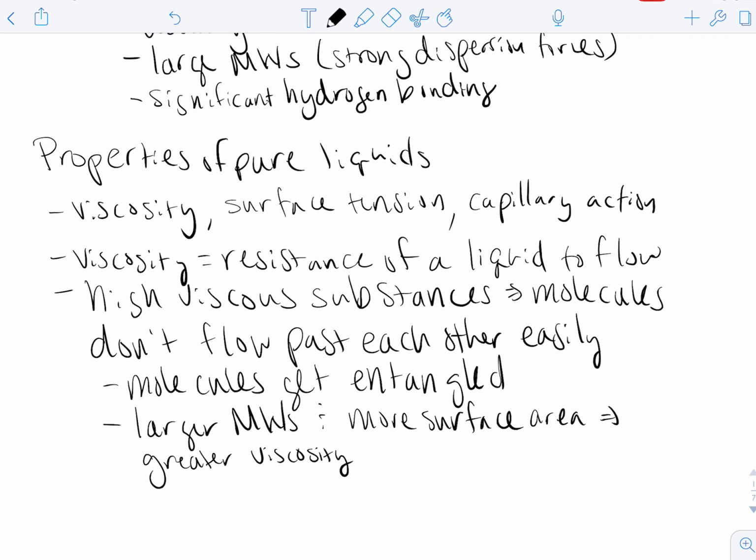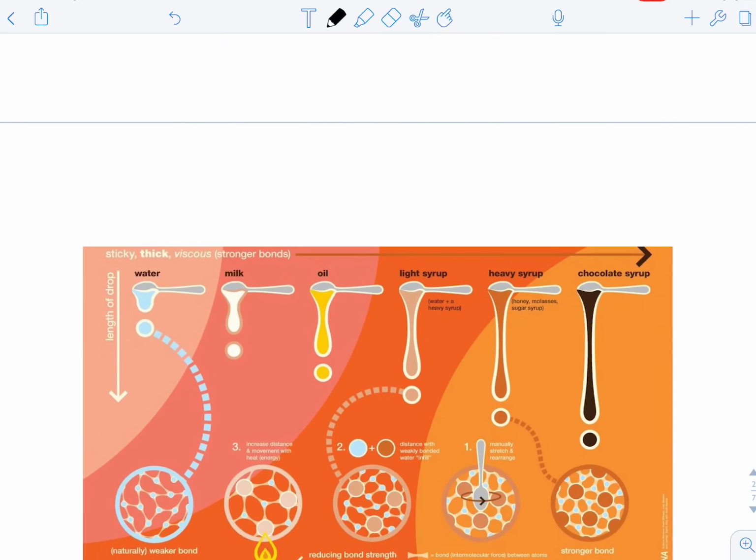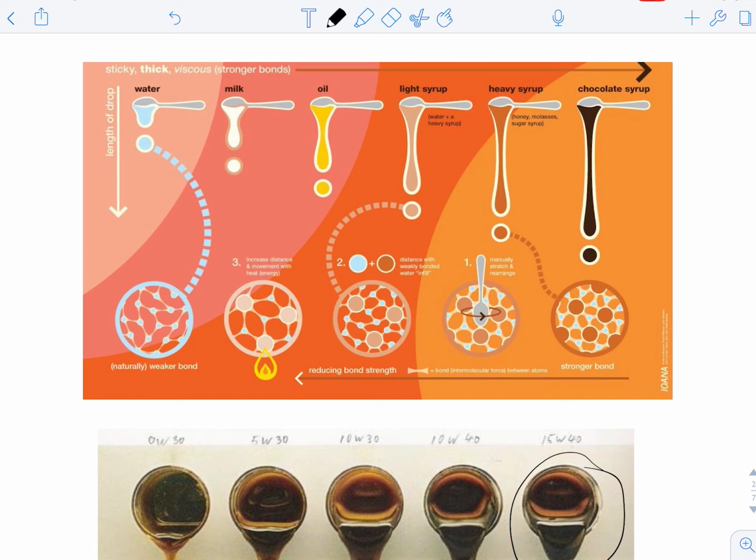So we're mainly looking at dispersion forces when we're thinking about viscosity. Yes, if we have dipole-dipole interactions or hydrogen bonding, that will make something more viscous. But looking at water, it has very strong hydrogen bonding, but it is not very viscous because it's not a very large molecule, right?